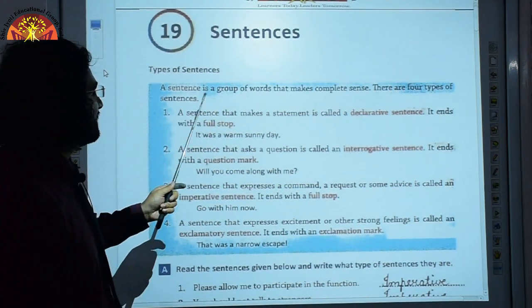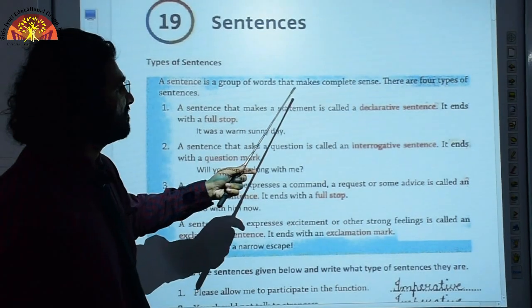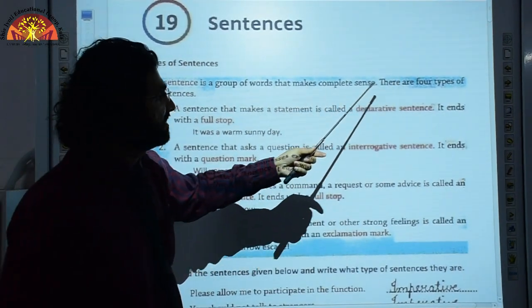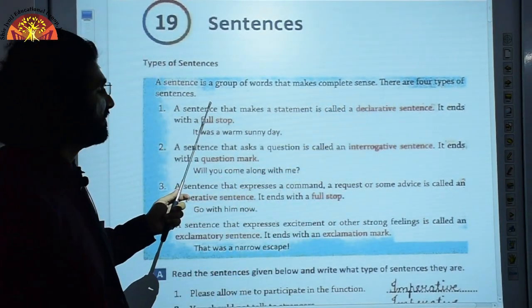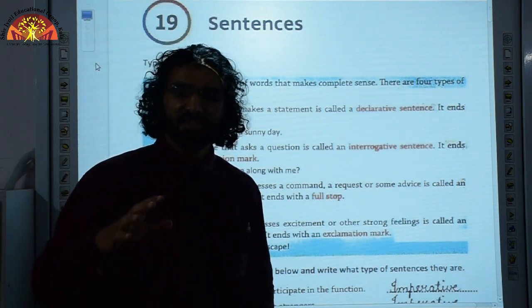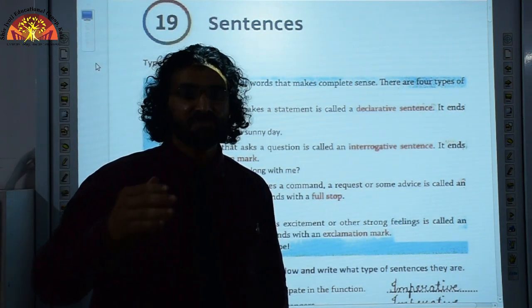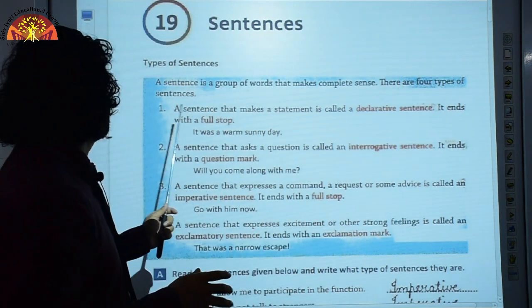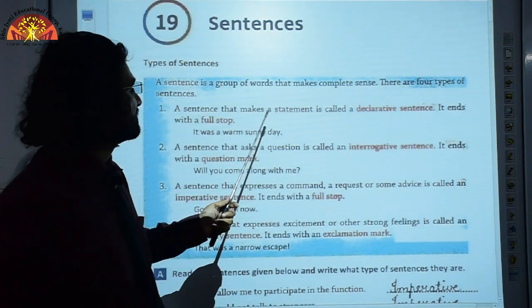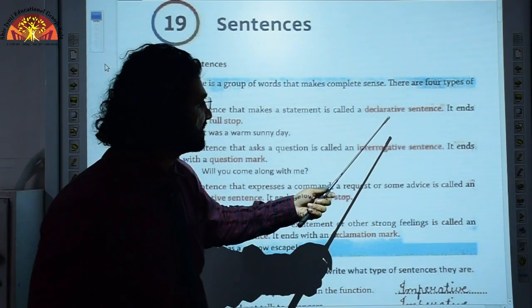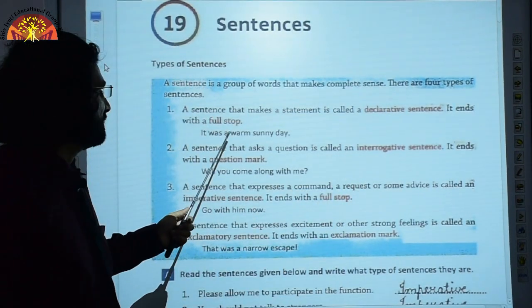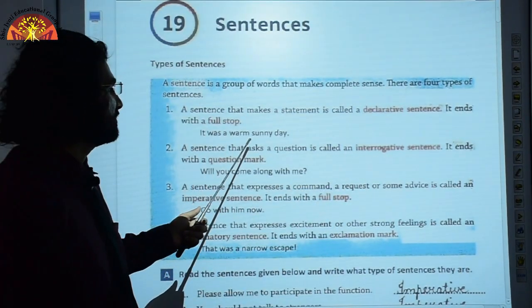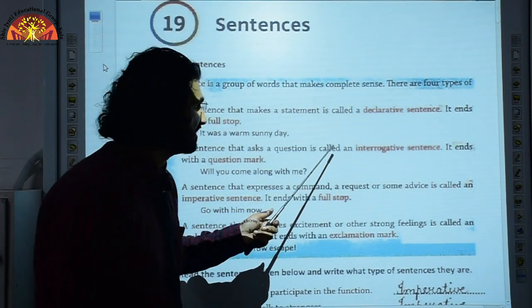A sentence is a group of words that makes complete sense. There are four types of sentences, alright? So if you find some words that are not making any sense, that won't be known as a sentence, okay? A sentence that makes a statement is called a declarative sentence. It ends with a full stop. It was a warm, sunny day. So it's a declarative sentence.